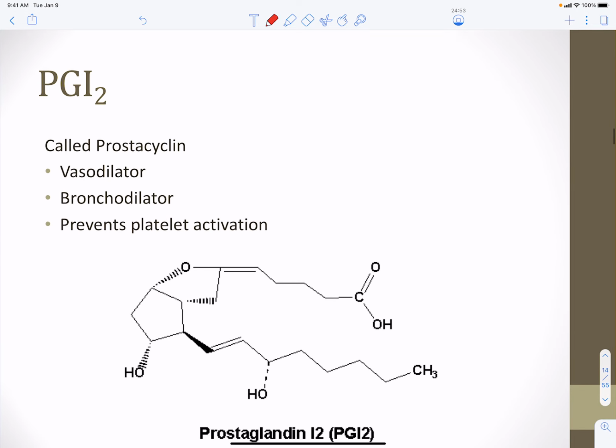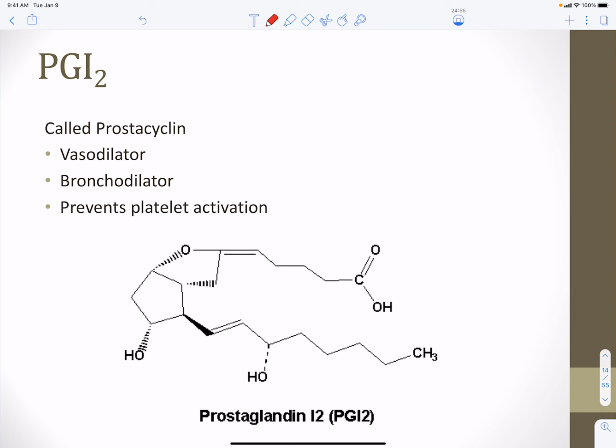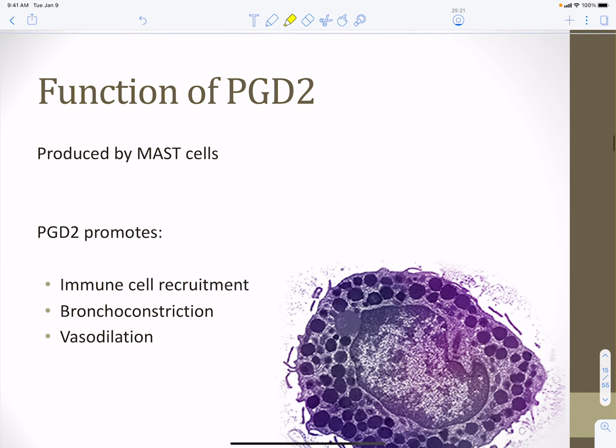Prostaglandin I2 or prostacyclin is again going to be important for countering thromboxin, especially during clotting. So it's going to be a vasodilator. Its common name is prostacyclin. You might have heard of it that way. And importantly, it's going to prevent platelet activation. So when we talk about platelets, you're going to see prostaglandin I2 and thromboxin interact, and they are going to be made during the coagulation process, especially during platelet activation.